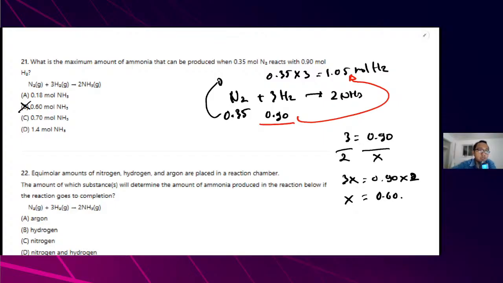As long as we get the correct limiting reactant, the answer will be correct for the other part as well. However, if we choose the wrong limiting reactant, then we will get the wrong end result.